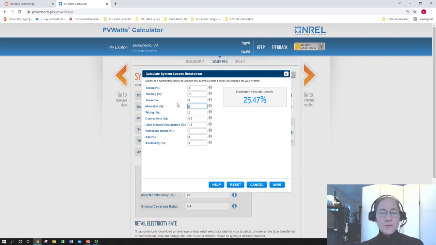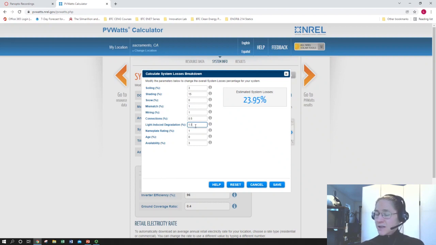We're going to assume only 1% mismatch loss. That's, again, the way your different system components interact with one another. Wiring losses, so that's your IR heating, your resistive losses in your wiring. We'll assume that the customer is going to pay for some nice big conductors, so we're going to lose less. We're going to leave the connection IR losses at 0.5%. You just about can't get around that.